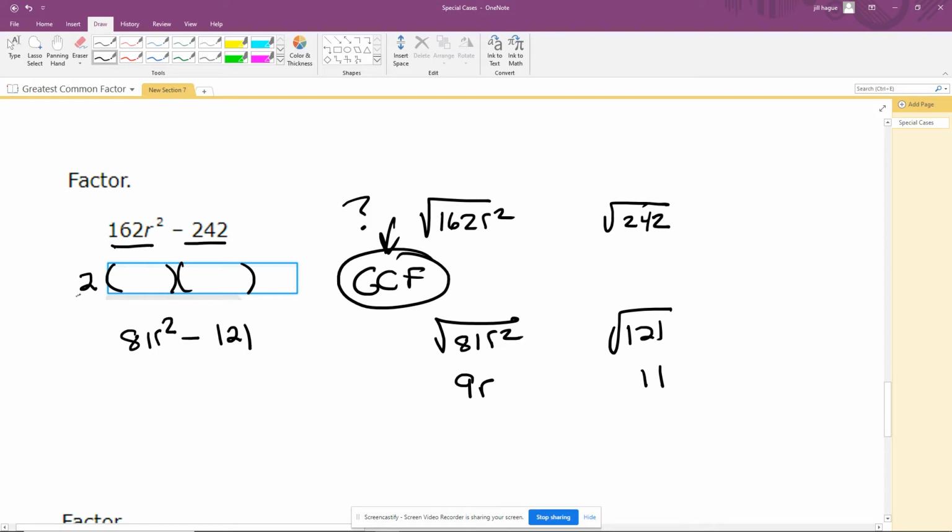So we need the 2 here. We still need the GCF. And we have a plus b times a minus b. There's your answer.